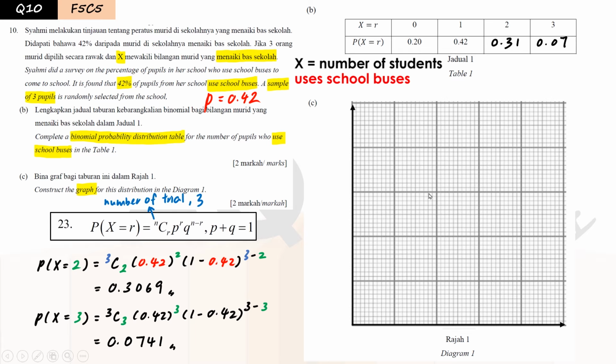Okay, so to draw out the graph, first thing first, we need to label the x-axis and the y-axis correctly. The x-axis will be this one, so let me label it as r. And then for the y-axis, it would be the probabilities here. So the y-axis would be probability where x equals r. Now for the labels of the x-axis, we have 4 values: 0, 1, 2, 3. So for each thick line here, I'm going to label the 4 values: 0, 1, 2, and 3.